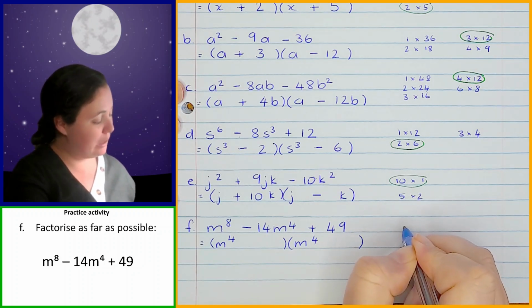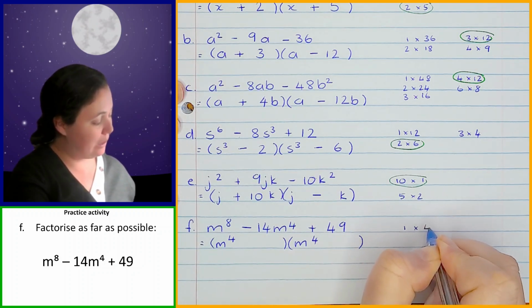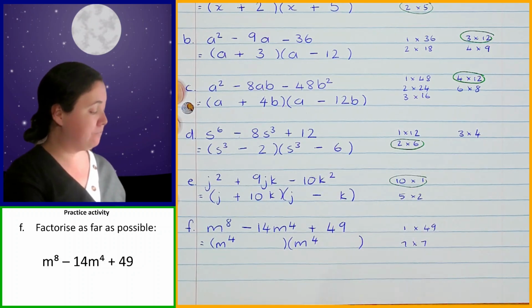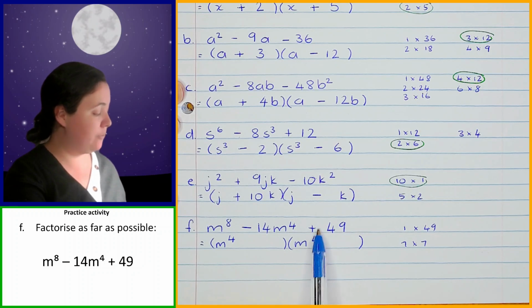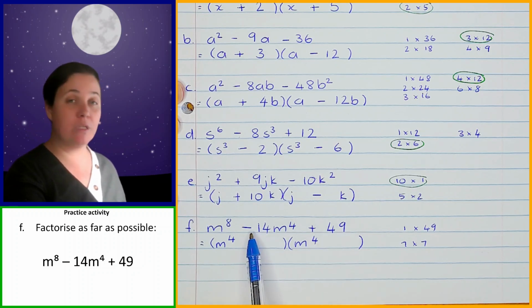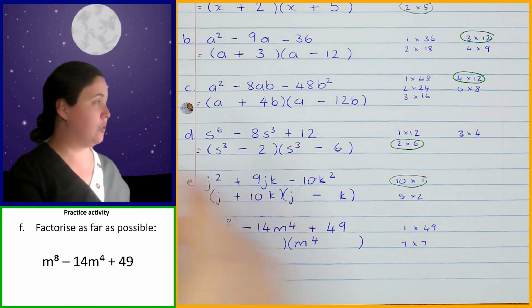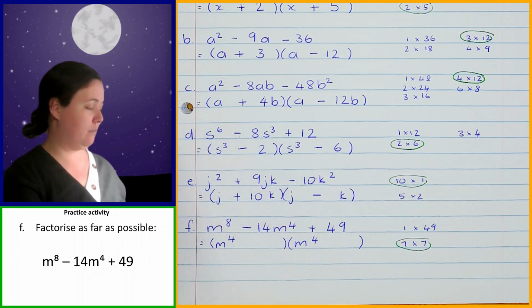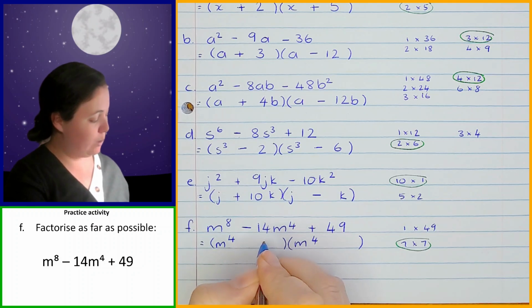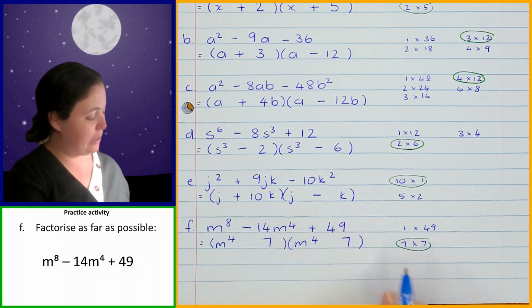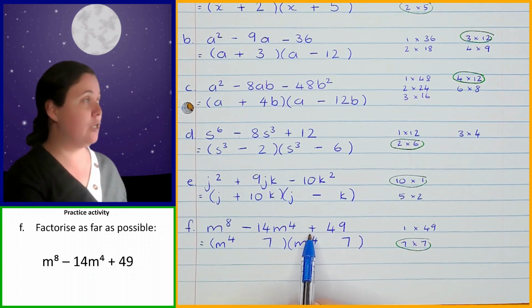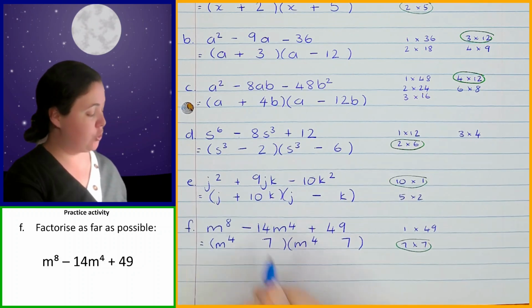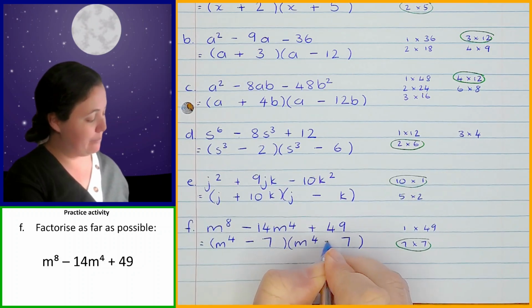The factors of 49 are 1 and 49 and 7 and 7, okay? Now I need to be able to add the factors to get 14, which means I'm going to be using the 7 and 7 over here. So I have 7 in the one bracket and 7 in the other bracket, and because this is a plus, the two signs are going to be the same as each other, and they must be the same as that middle term. So it's going to be -7 and -7.